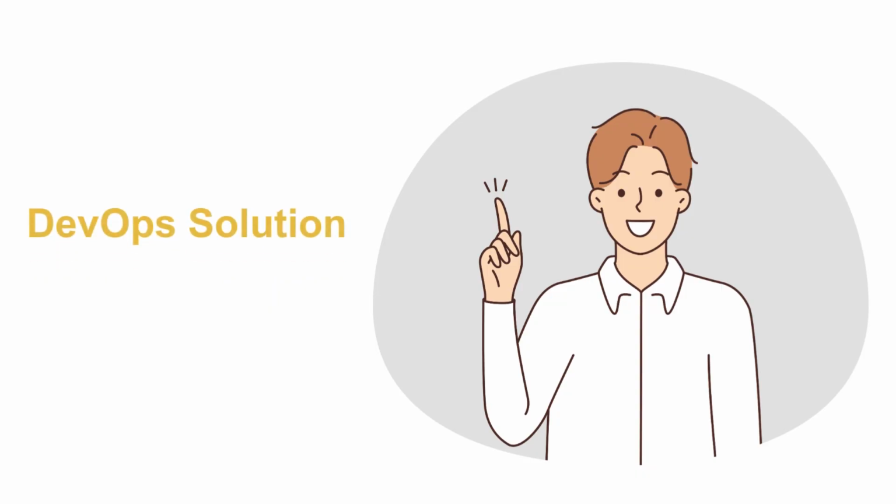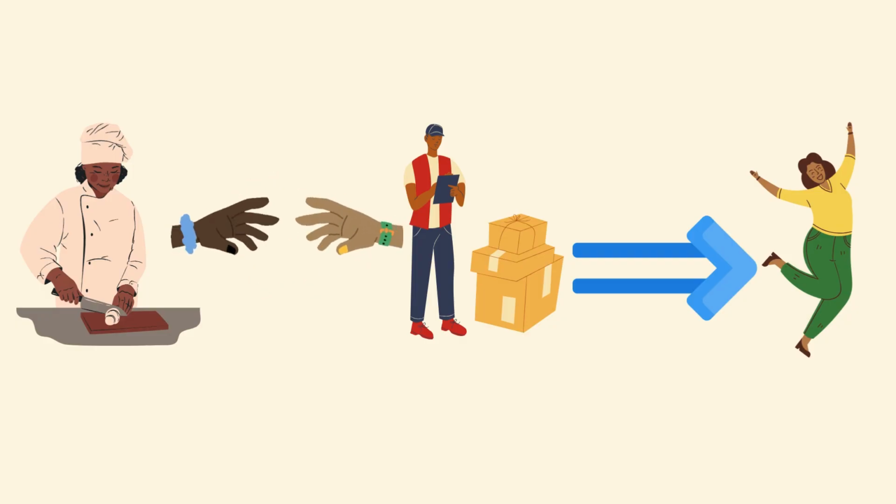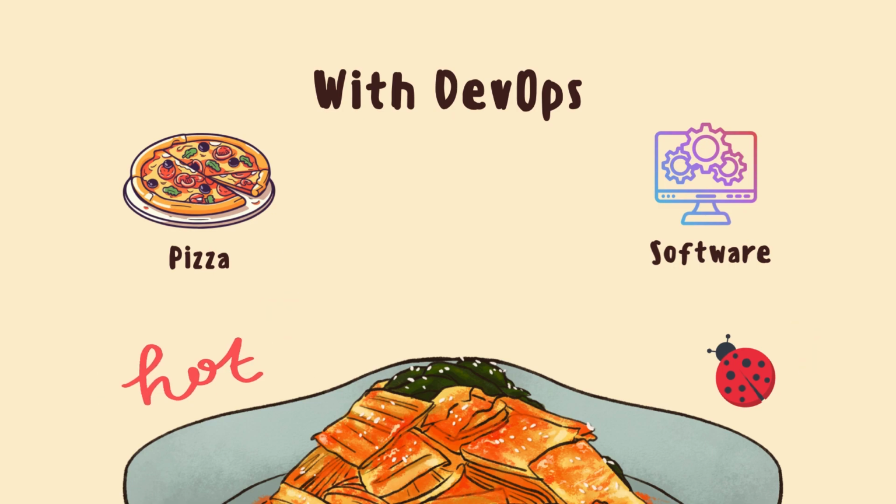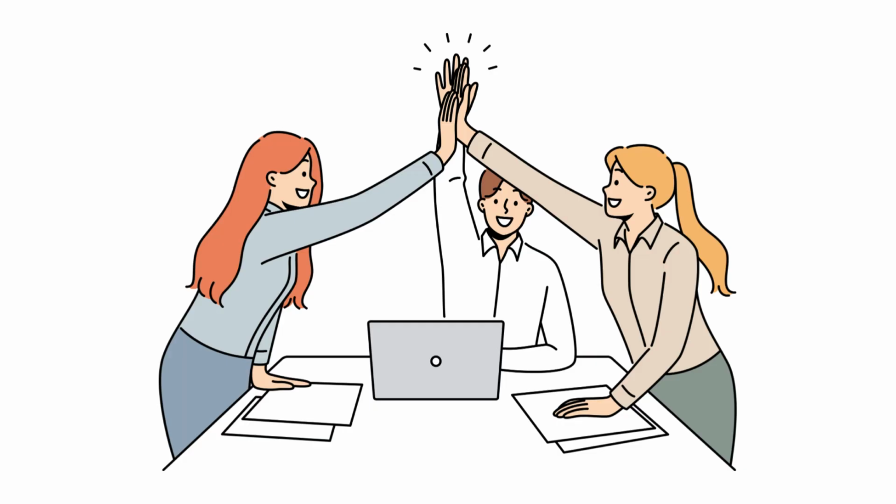But here we have a DevOps solution. DevOps breaks down the kitchen to delivery wall. It's like having the kitchen staff and delivery team working together, sharing information and making the process smoother. With DevOps, pizzas, or the software, are delivered faster. They arrive hot, meaning bugs are fewer and customers are happier. And the kitchen staff, who are the developers, and the delivery team, who are the operations team, are happier too, as they work together efficiently.